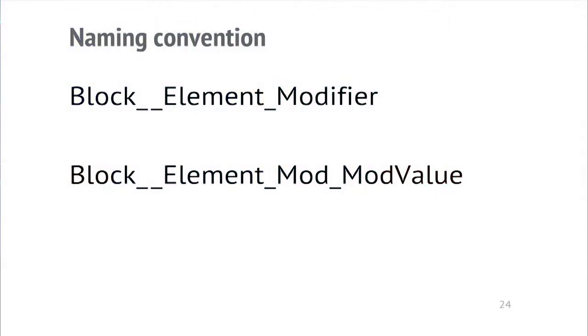Having all these entities, we need a way to somehow write code with them. So we use CSS classes to link BEM entities to DOM nodes. And we use two underscores to tell element from block name and yet another underscore to separate modifiers. Modifiers can be Boolean like this or key value pairs.